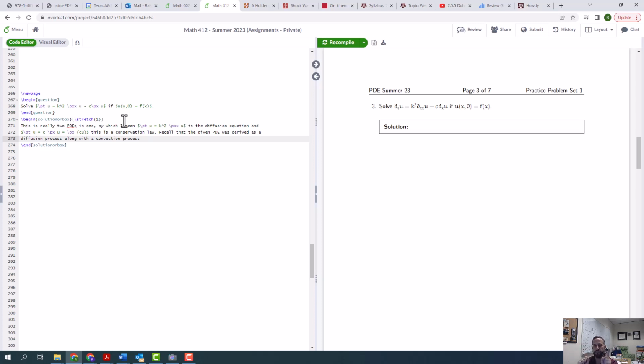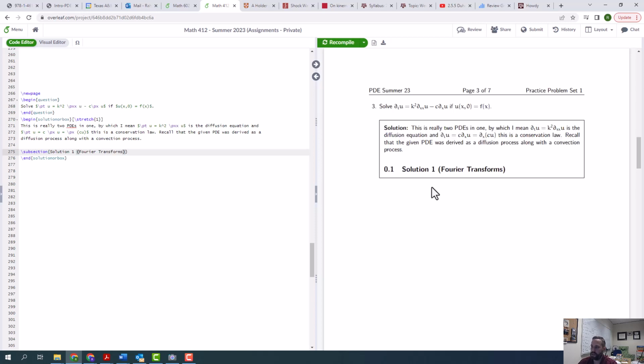Given that, we can kind of guess at what form the solution might take. I'm going to give two solution methods. One is just going to use straight up Fourier transforms, and the other is going to use this intuition. So let's see if a subsection will work in an answer. Solution one, Fourier transforms. Let's see, will this work? Looks like it. Okay, I'm going to make it a star so there's no number.